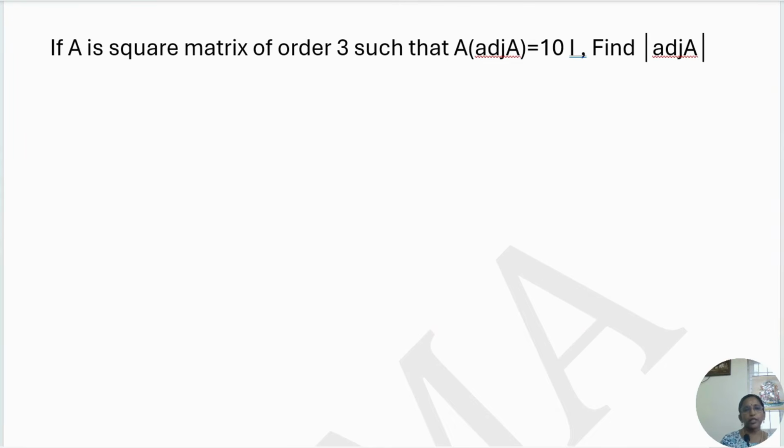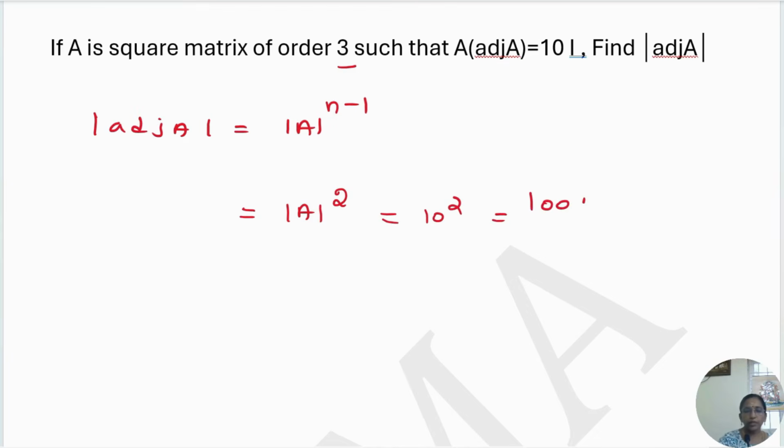Read this question. If A is a square matrix of order 3 such that A into adj A is equal to 10 times I, find the determinant of adj A. We know the formula determinant of adj A is equal to determinant of A raised to the power n minus 1, where n is the order of the matrix. So in this case, the determinant of A is 10 and the order is 3, so 3 minus 1 is 2. So 10 to the power 2, which is equal to 100, is our answer.